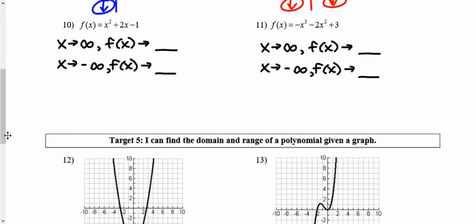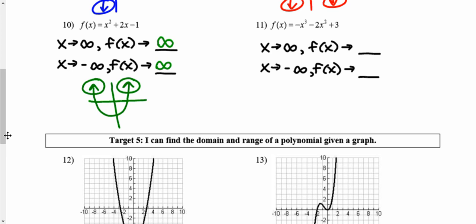Now we have a quadratic, which we should feel a little bit more comfortable with. It has a positive leading coefficient, so it's a U shape opening up. On the right side, it's pointing up, positive infinity. On the left side, it's pointing up, positive infinity. So going to positive infinity, both sides.